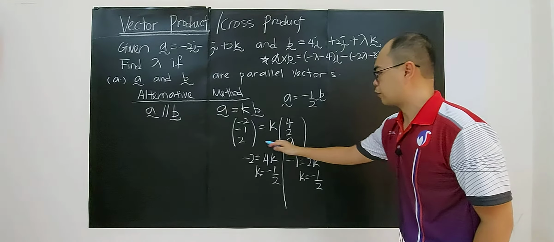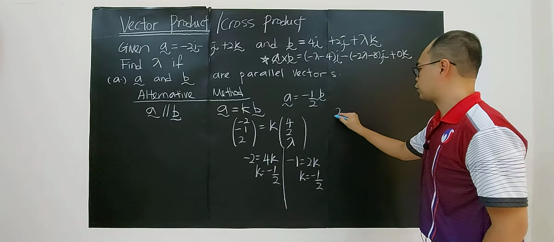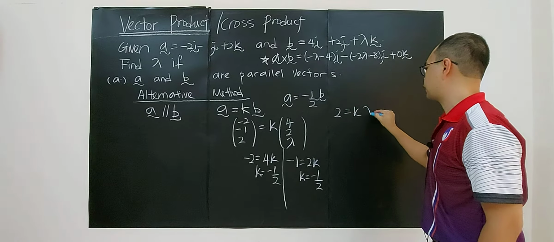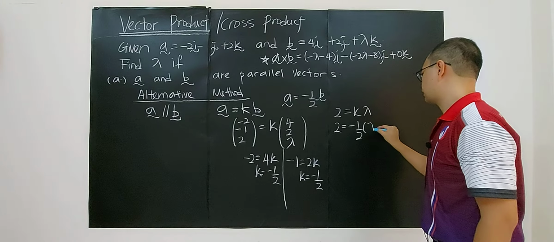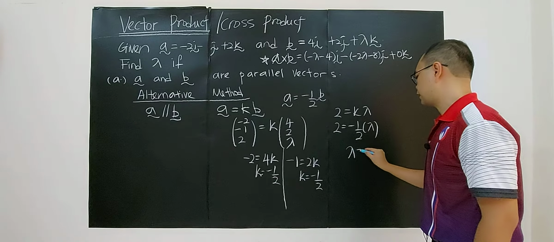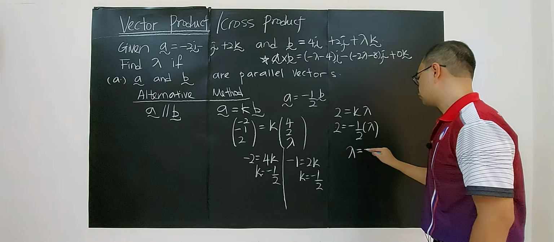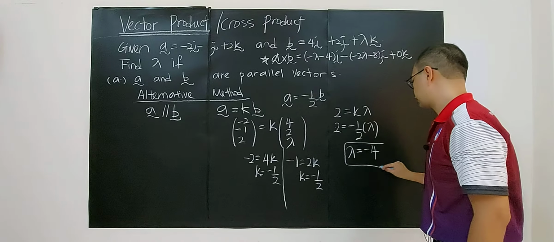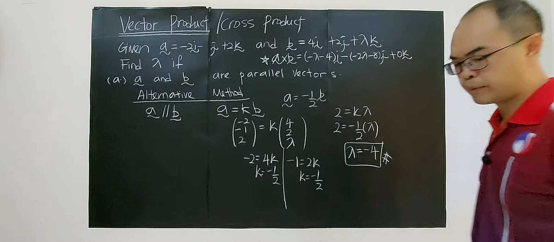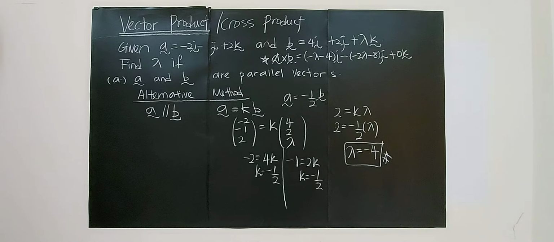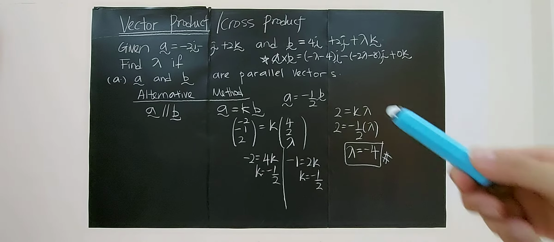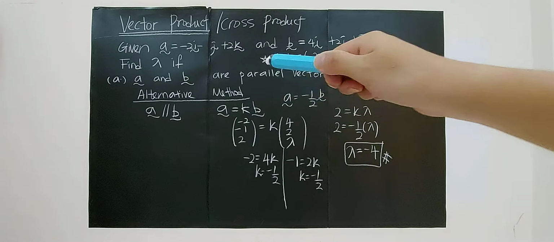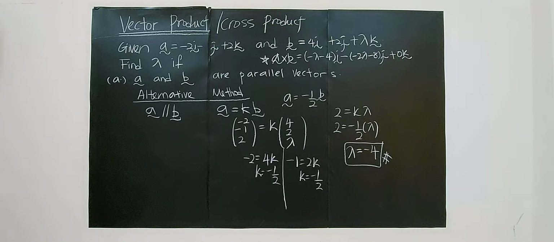Now I can calculate lambda by using the z component, which equals k lambda. I know that the value of k is negative half, so finally lambda is negative half times... I mean, lambda is negative 2 times 2, which is negative 4. This is a lot faster compared to the vector product, but you must have enough knowledge of vectors, as you must know both: this method and the one using the cross product.